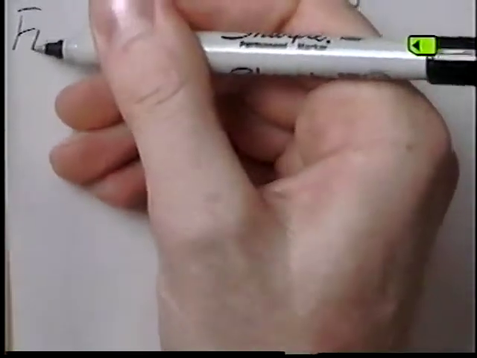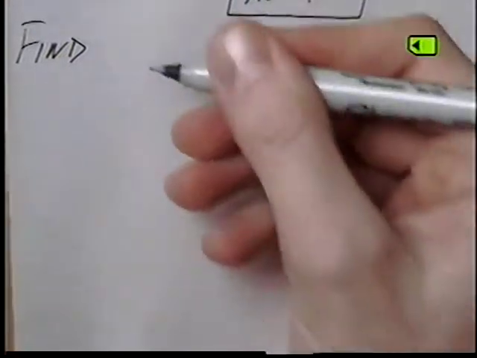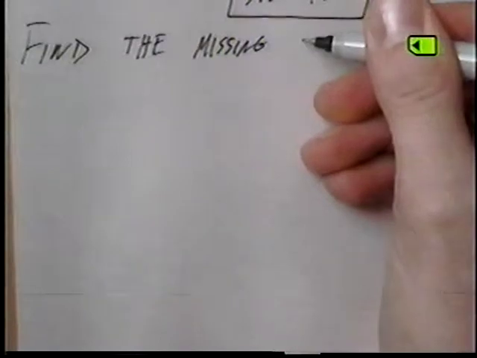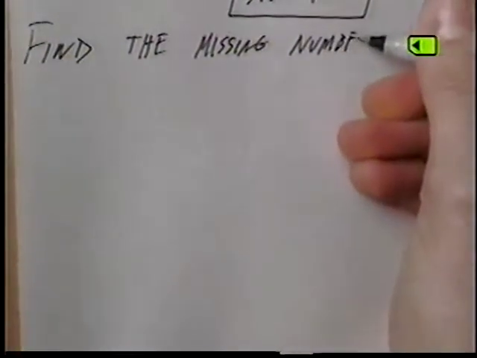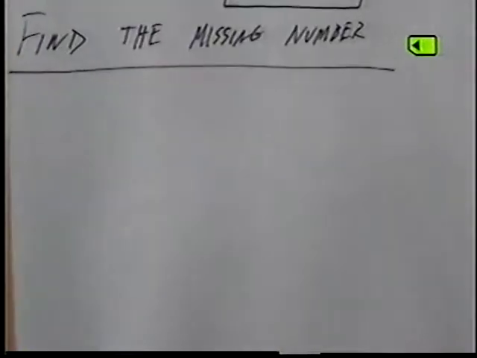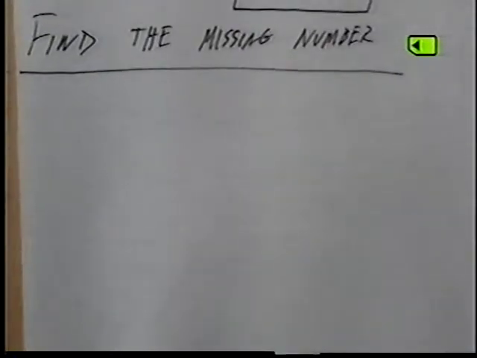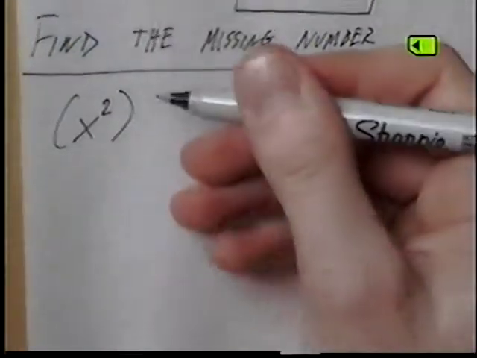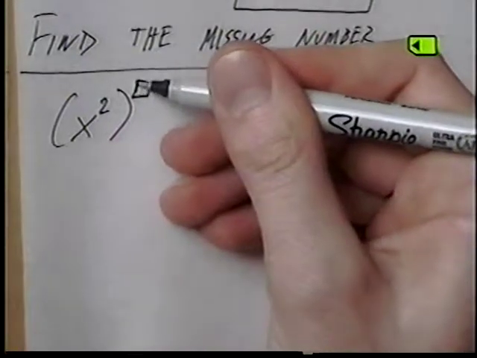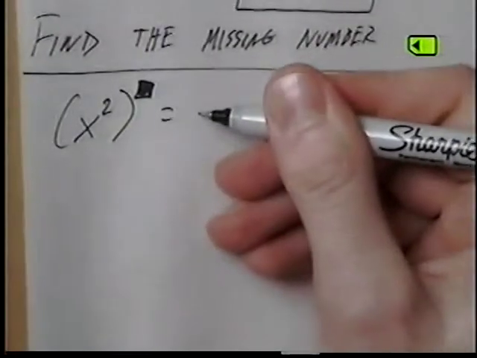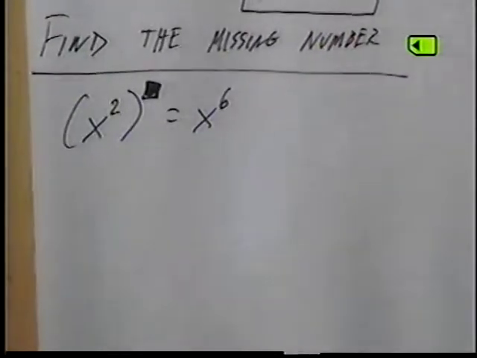The last section for these notes will be find the missing number. First question. Inside parentheses we'll have x squared. Outside parentheses we'll have a box shaded in, which we must find out which number goes in that box, equals x to the 6th power.